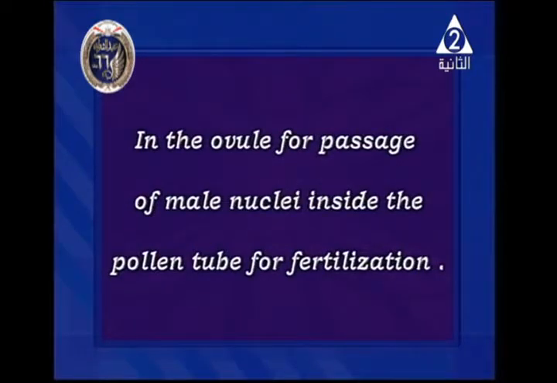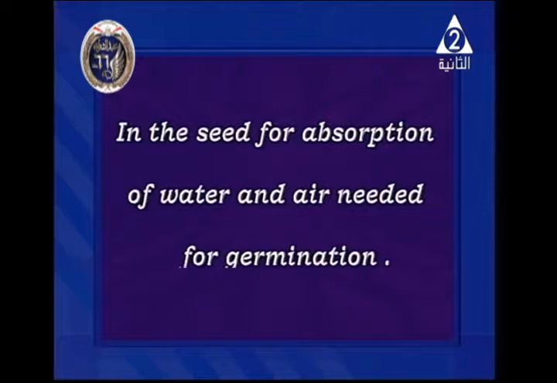Or if we don't have the micropyle, the integument will be hardened, forming the testa, and the male nucleus cannot reach the ovule and fertilize the egg cell. In the seed, it is also for absorption of water and air needed for germination. So it has two importances, one for the ovule, one for the seeds: for absorption of water, and it gives the suitable amount of air for germination.